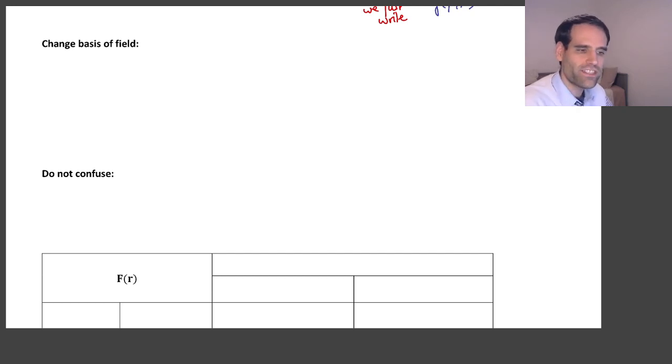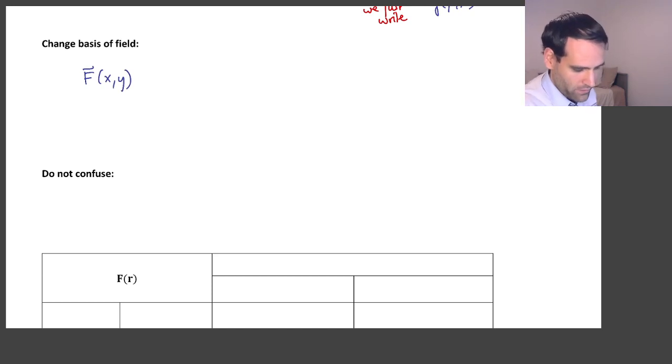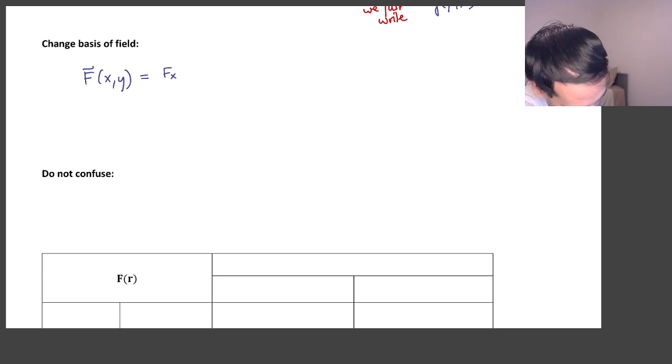So how do we change the basis of a field? Let's say we have a field f, which is a function of x, y. And this is a vector field now, okay? And therefore, the value of this vector field is a vector, and therefore it has different components. For example, it will be f_x times x hat plus f_y times y hat, okay? Where each of these are actually a function of x and y.